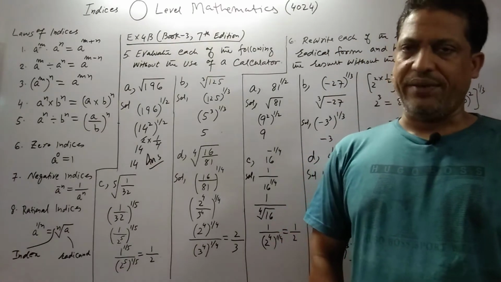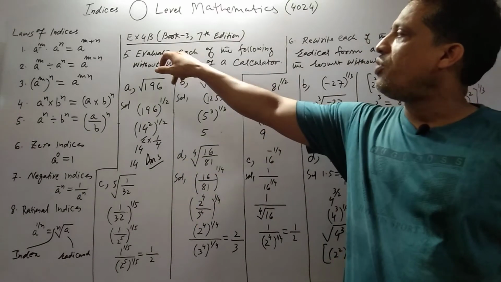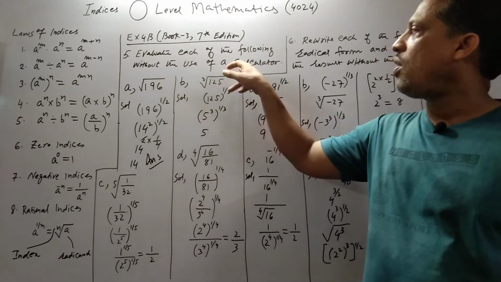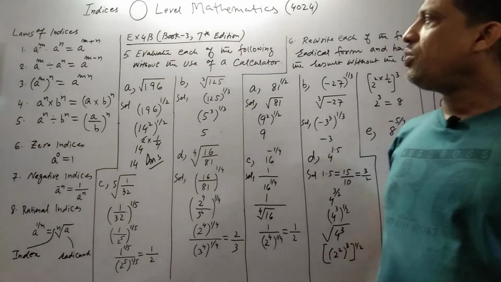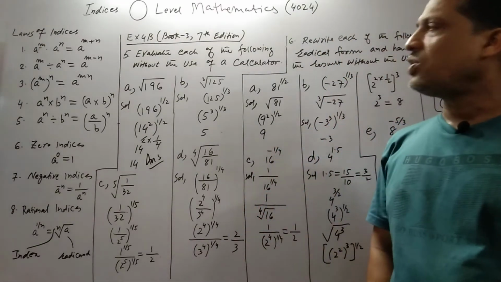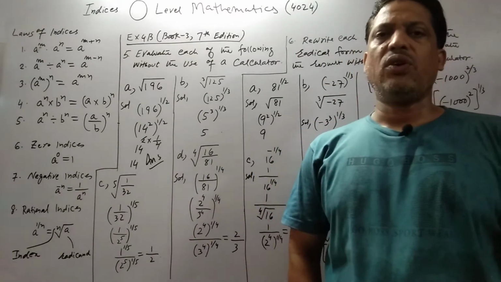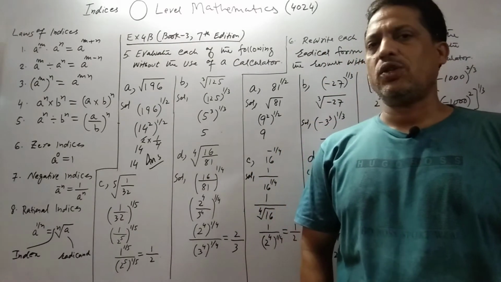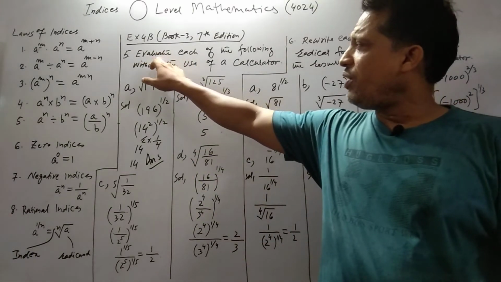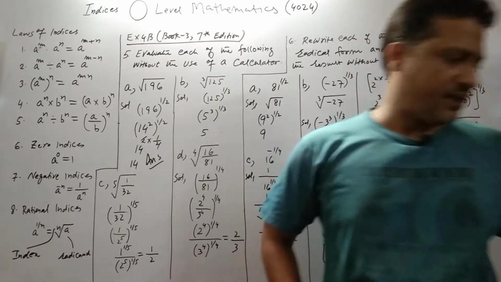See question number 5. In question number 5, we have to evaluate each of the following without the use of a calculator. Students, this topic, indices, and questions of indices always come in paper 1, and you know paper 1 means where a calculator is not allowed. So we have to evaluate each and every part of question number 5 without the use of a calculator.